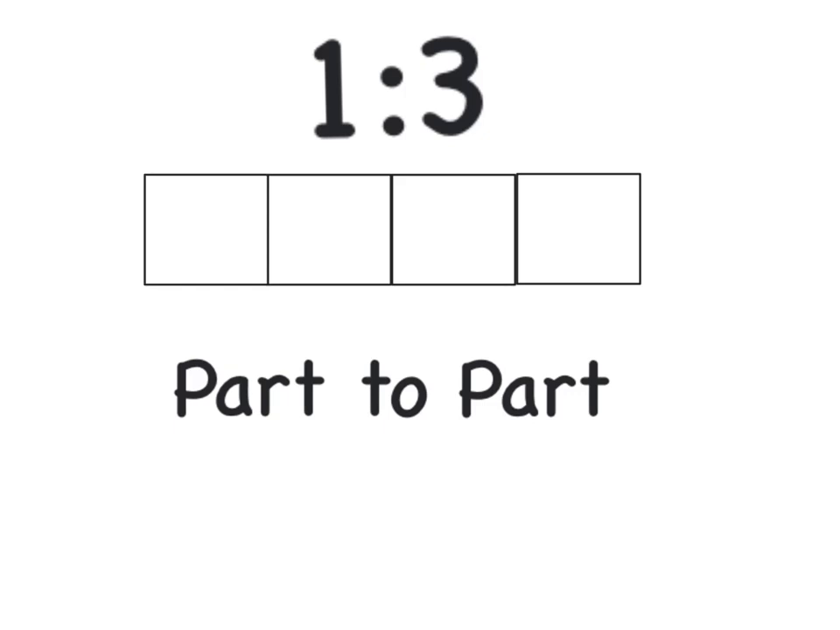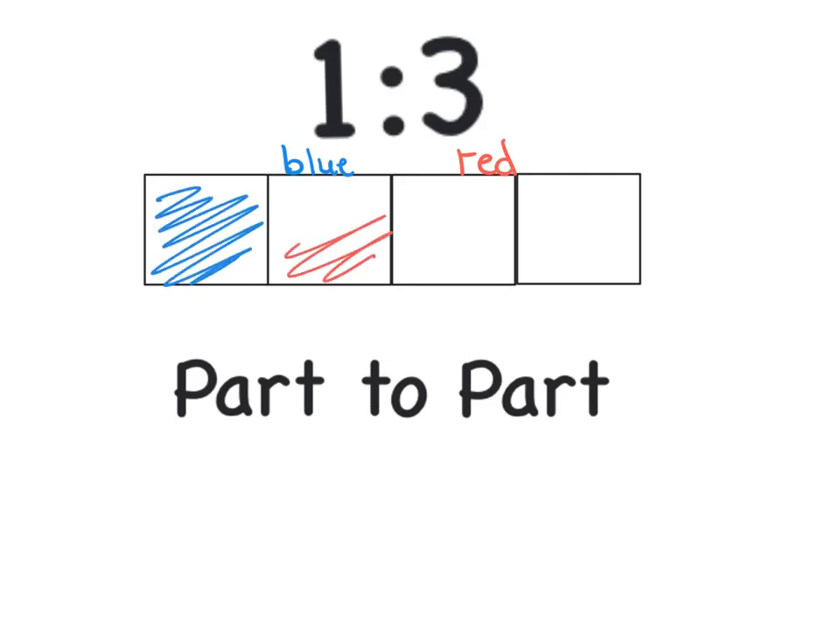So I'm going to color my 1 of this ratio blue and then 3 red. So I could say this as, for every 1 blue, I will have 3 red. So let's color this now. So if I have 1 blue, this is 3 red.